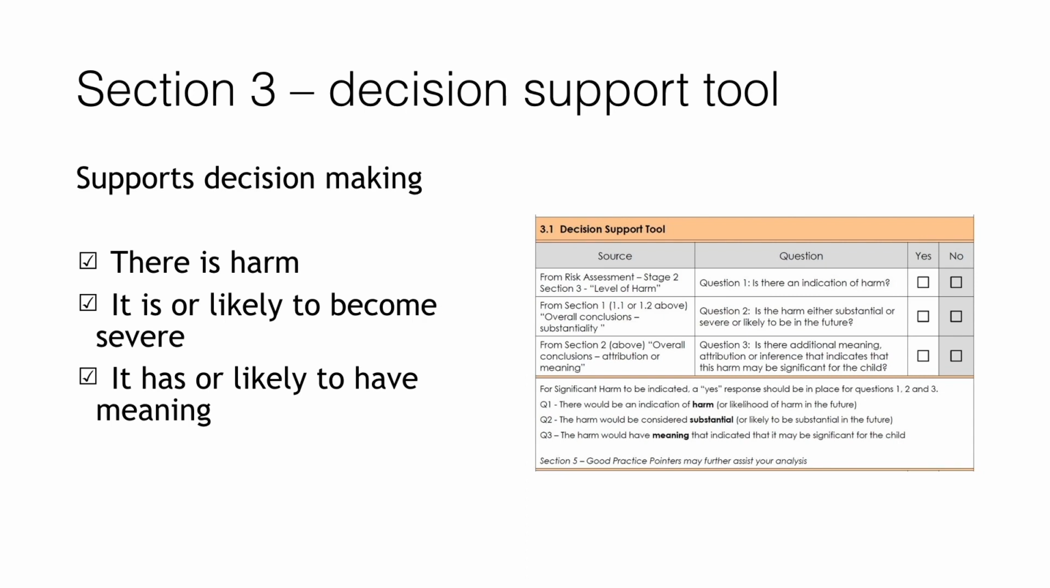Is this harm substantial now or likely to be in the future? The question of meaning is evidenced by Section 2 of the checklist, again either currently or likely in the future. The decision-making tool prompts evidence from each section. If you have a positive finding of harm, which is substantial and has meaning, it indicates significance now or in the future. If you remain uncertain about whether the overall threshold is pitched correctly, Section 5 has 3 sets of good practice pointers for you to consider.